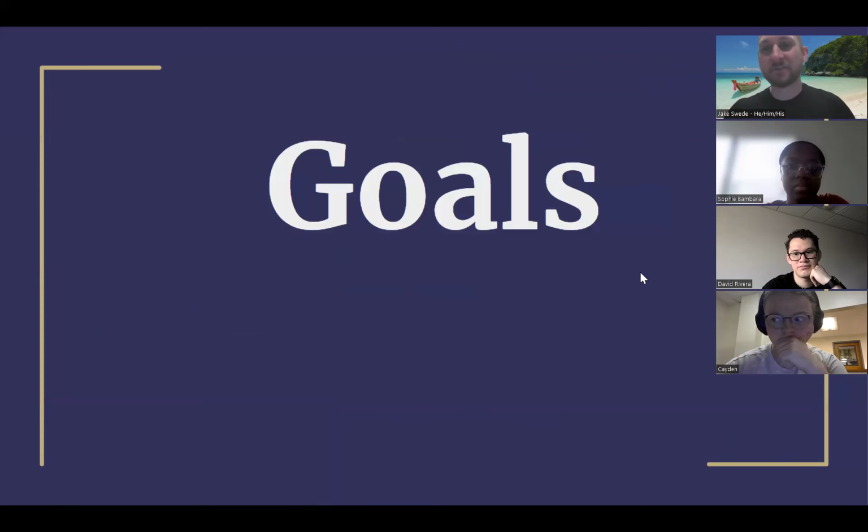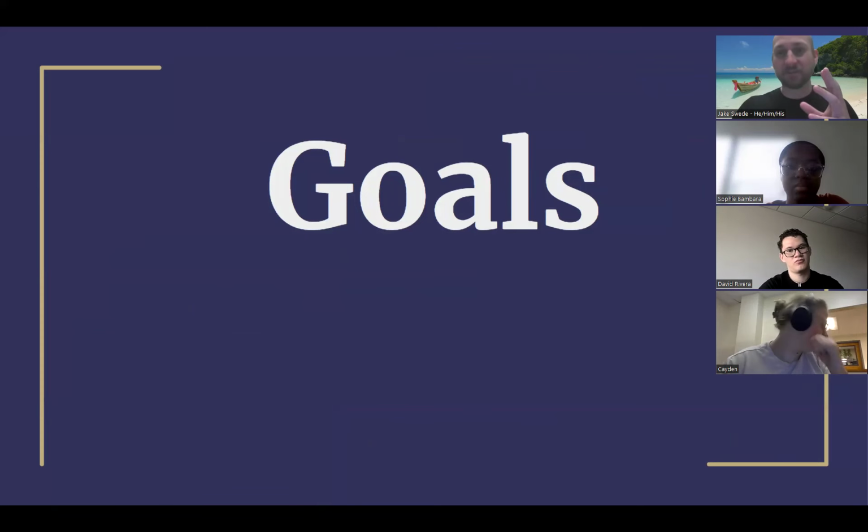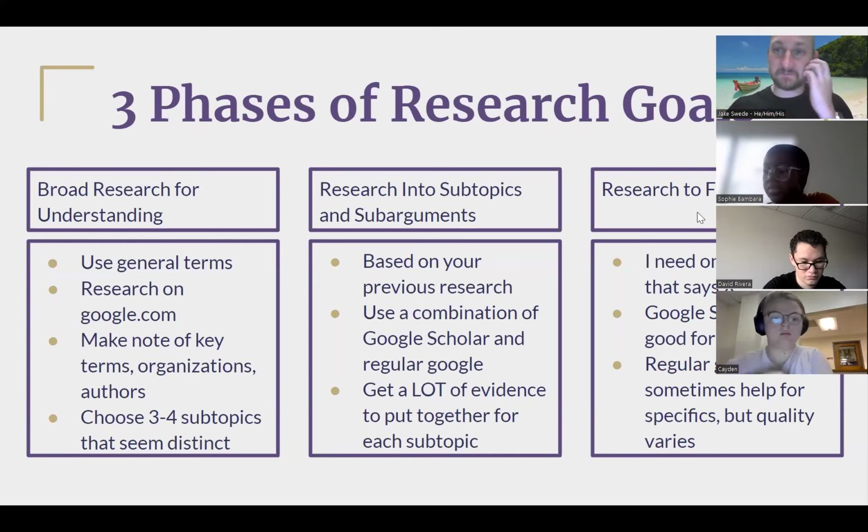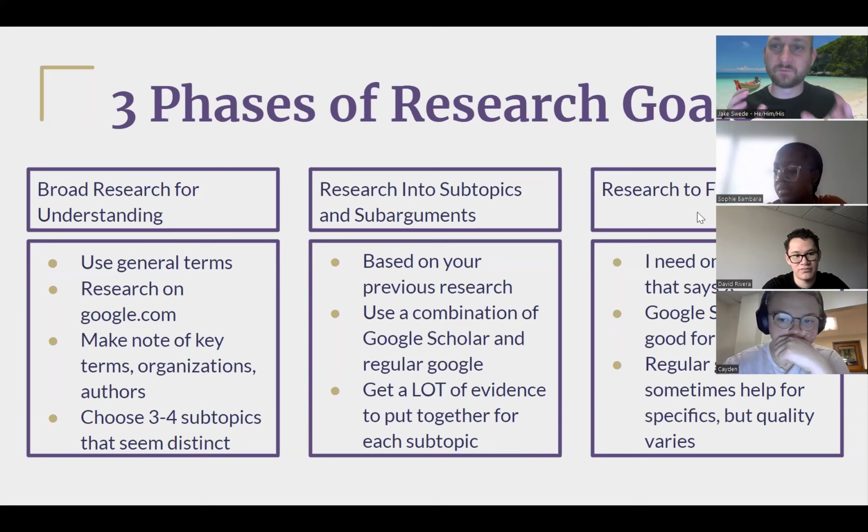Okay, so let's talk about goals of research for the evidence packet. I want to suggest to you that there's more or less 3 phases of how this research works. Phase one is just broad research for understanding, and these move more or less chronologically. So you'll start with phase one, then phase two, then phase three, right? So phase one is just broad research for understanding.